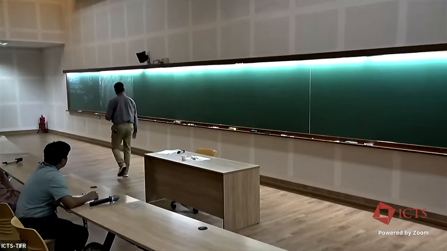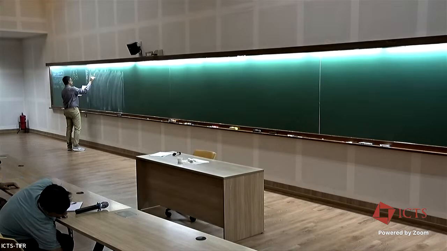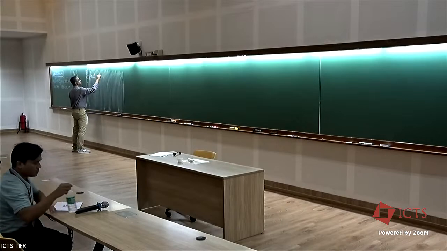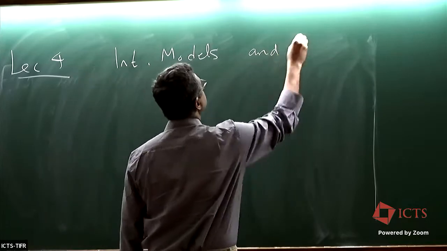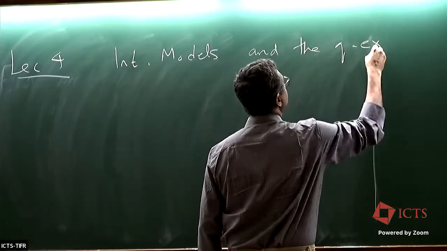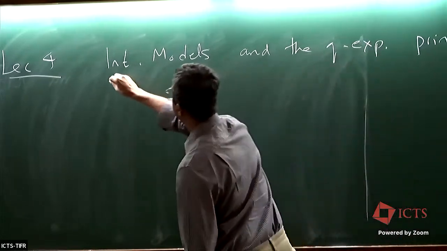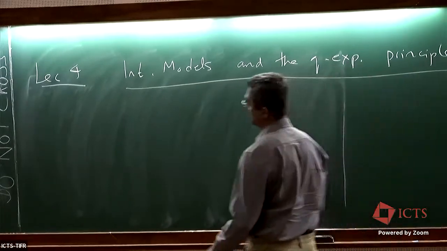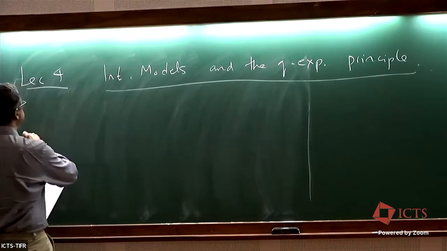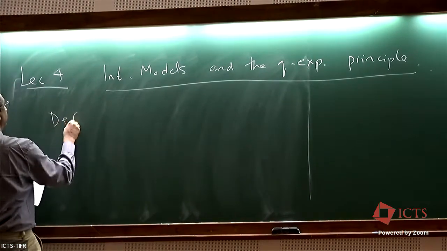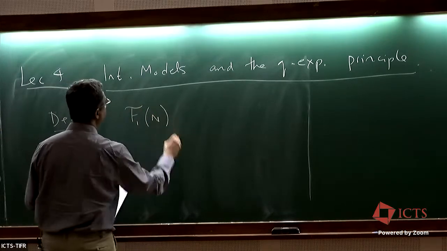Okay, so lecture 4. Integral models or canonical models and the Q expansion principle. Models of modular curves, of course. Right, so let's get straight into it. So define the following functor F1n.